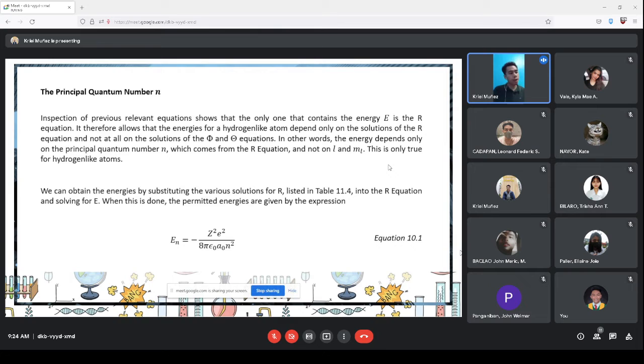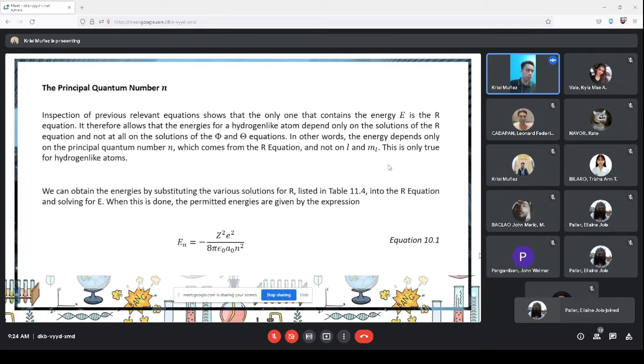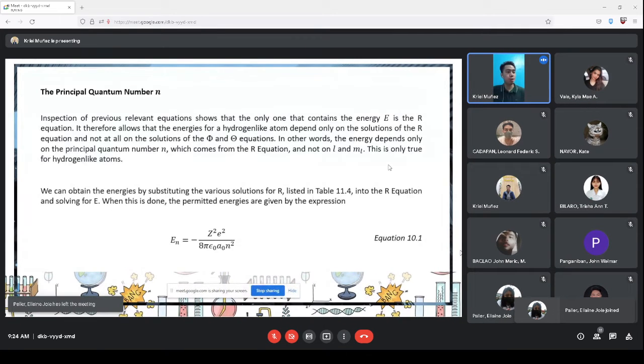So, which is equal siya lahat sa L times L plus 1. So it therefore follows that the energies for a hydrogen atom depend only on the solutions of the R equation, of the radial equation, and not at all on the solutions of the theta and the phi equations. In other words, the energy depends only on the principal quantum number n, which comes from the R equation, and not on L and M sub L. And this is only true for hydrogen-like atoms.